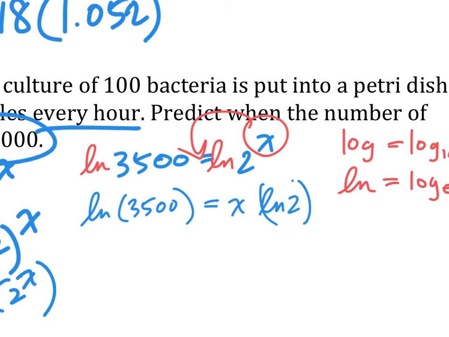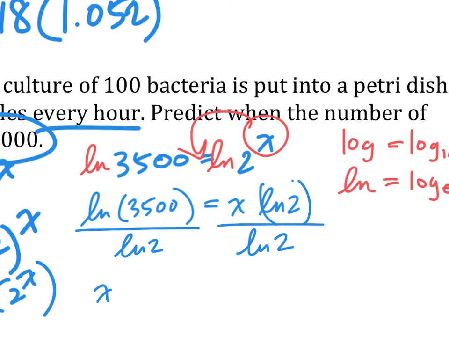2. You see how I put parentheses around x and natural log 2? That way I know that they're multiplying together, so I can separate my numbers a little bit. Okay, now I'm going to divide by natural log 2. So x is equal to natural log 3,500 over natural log 2.